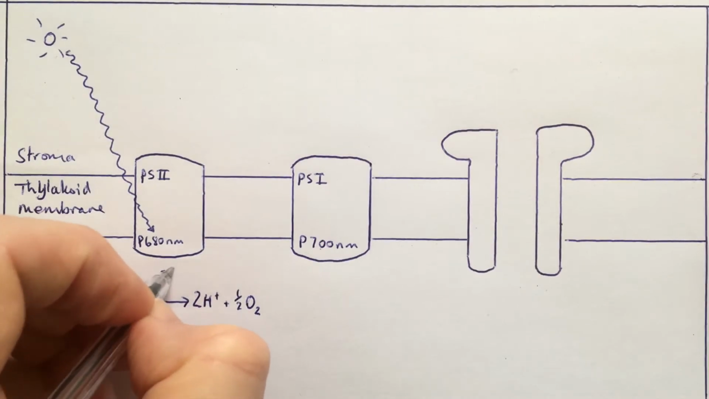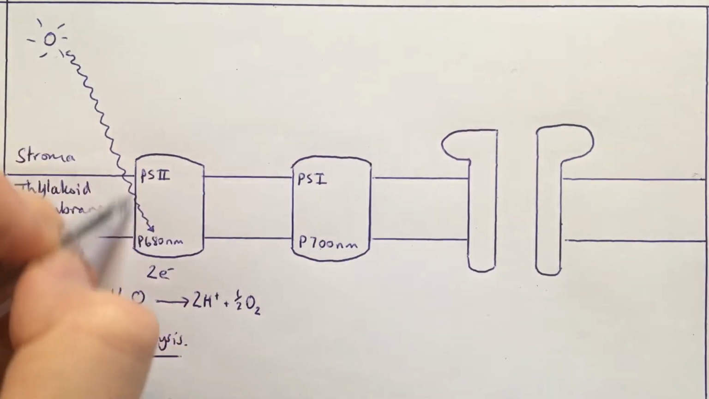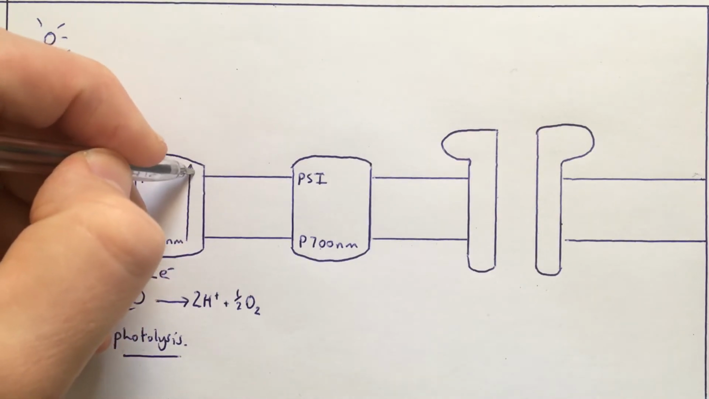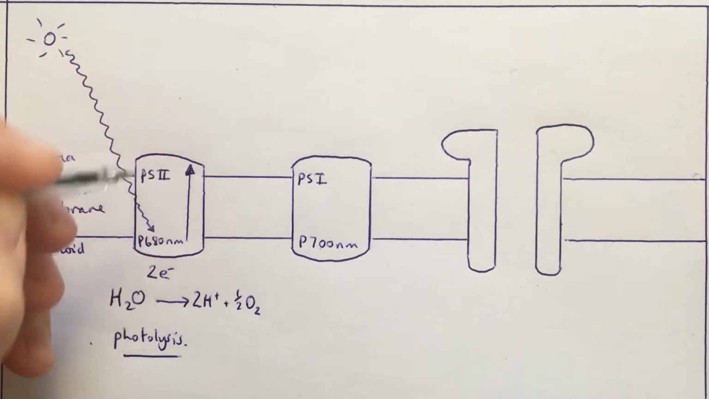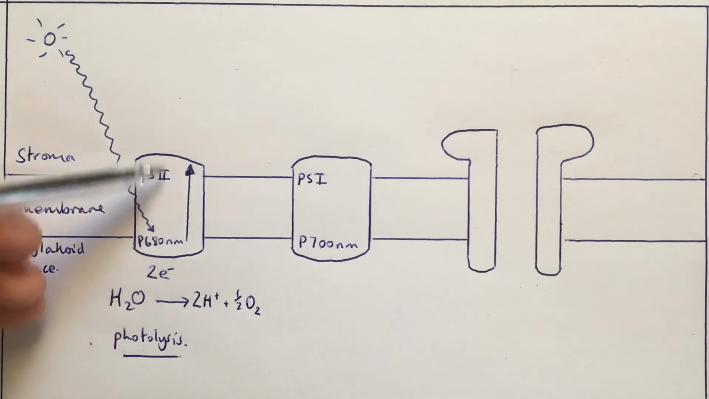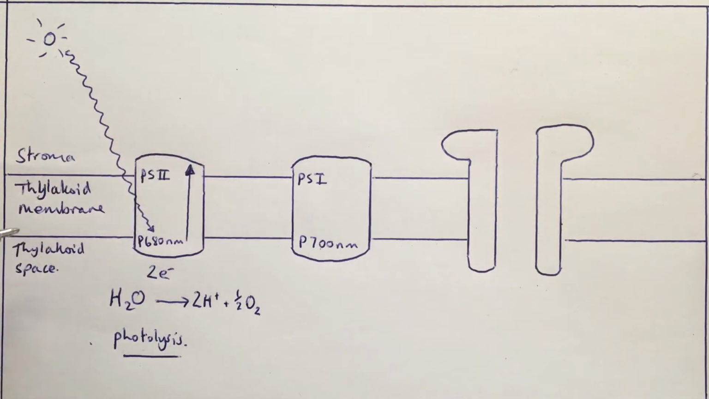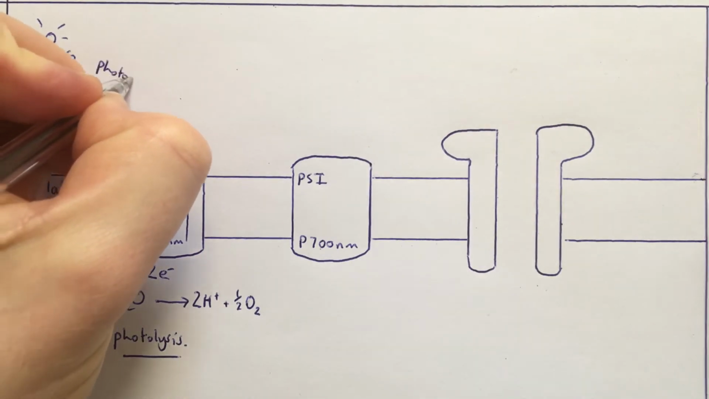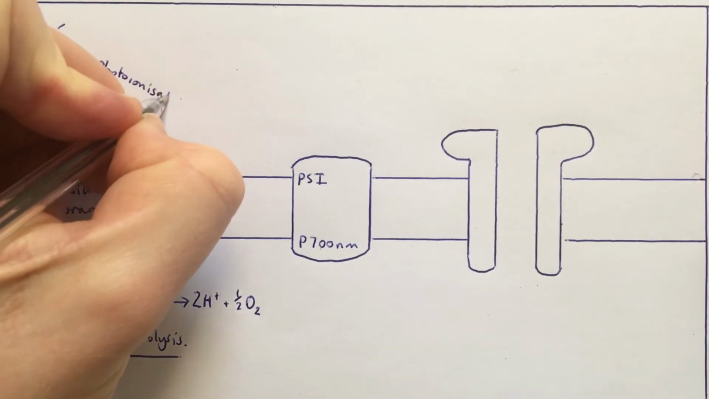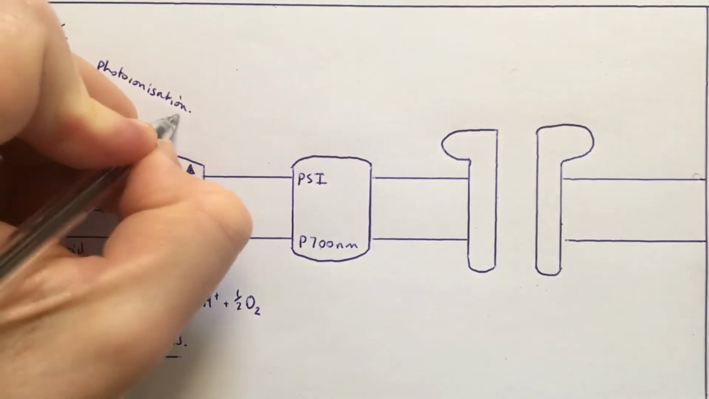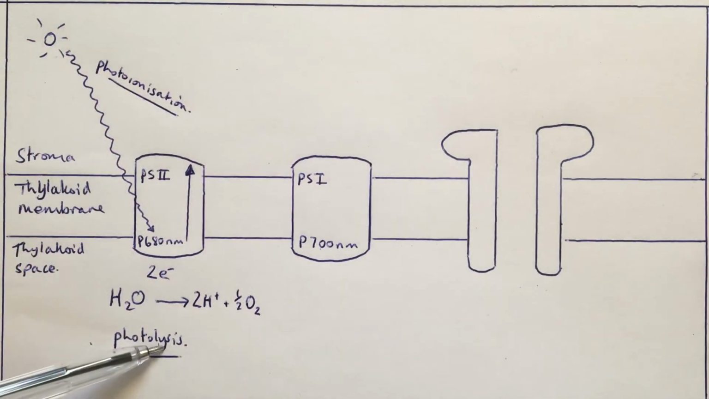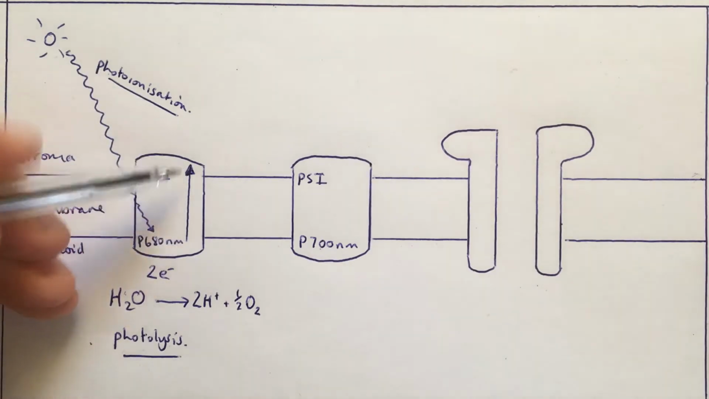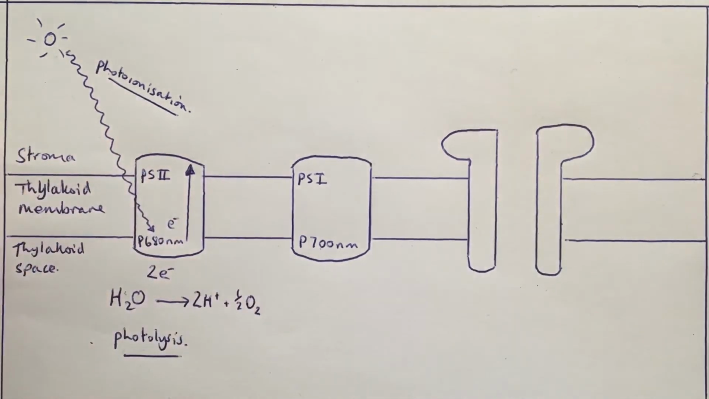The two electrons as well are in the photosystem, and they become excited as a result of that light energy. Now, the exciting of electrons we call photoionization. So we've got photolysis, splitting of water, and we've got photoionization, the excitement of electrons in the photosystem.